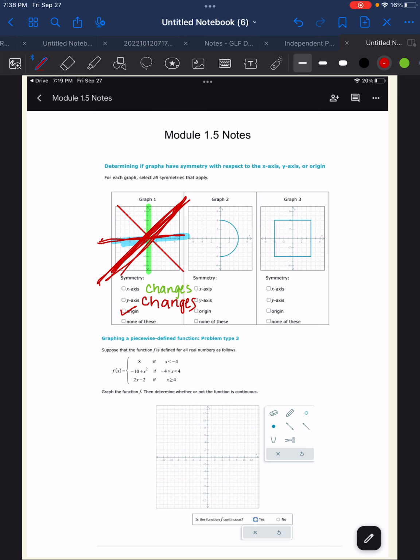Graph 2, reflect across the x-axis. Here's my x right here. When I reflect across the x-axis, it's still going to be the same. When I reflect across the y-axis, my circle is going to be here. So that changes. It's not going to be the same.